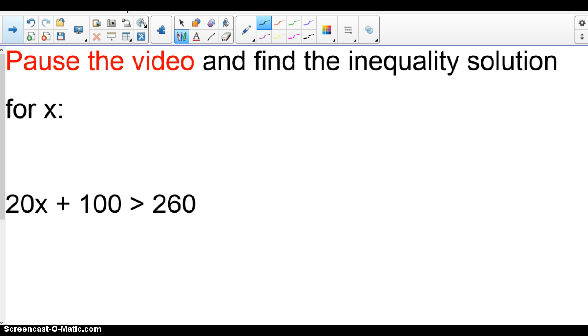Next I want you to pause the video and just see if you can find the inequality solution for x in this equation. We've got 20 times x plus 100 is greater than 260. Use the order of operations to solve this. This is a two-step equation because we've got this addition of 100 on this. So pause your video, see if you can solve this.